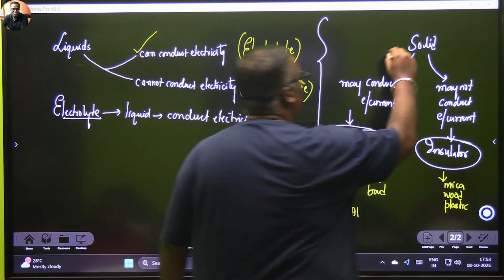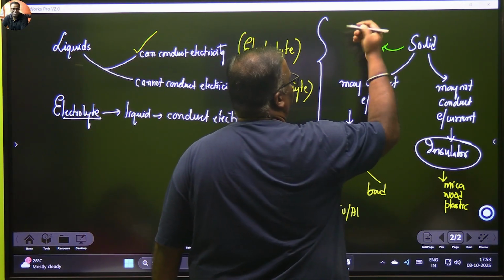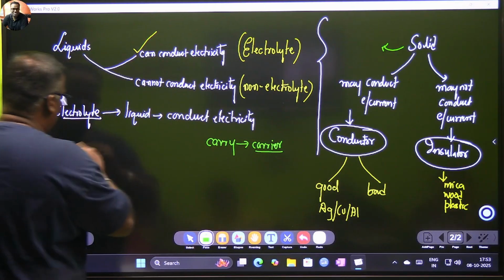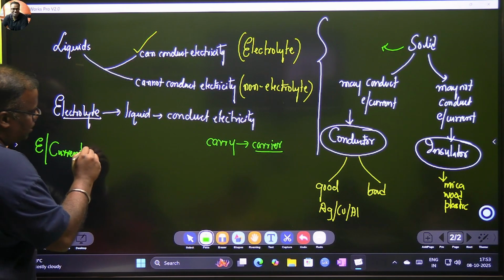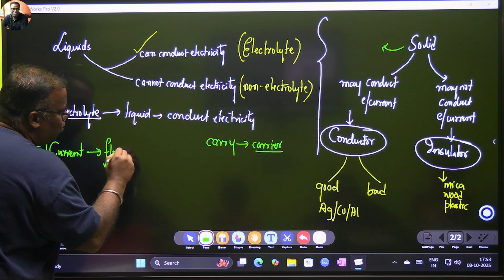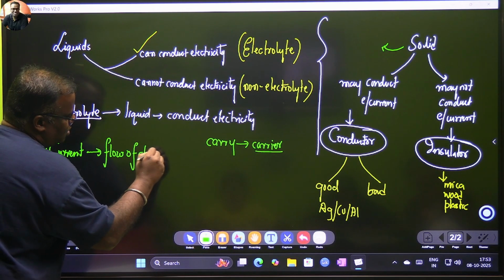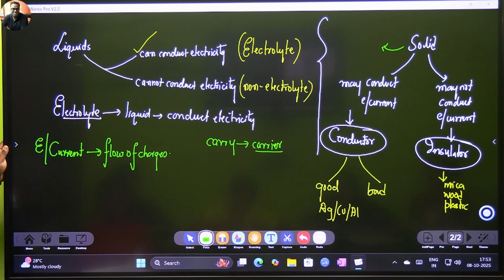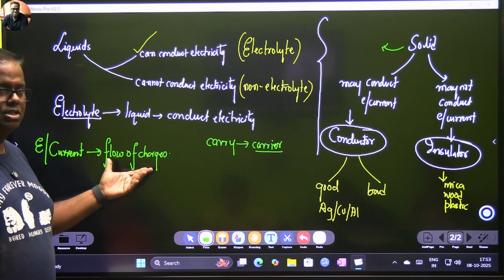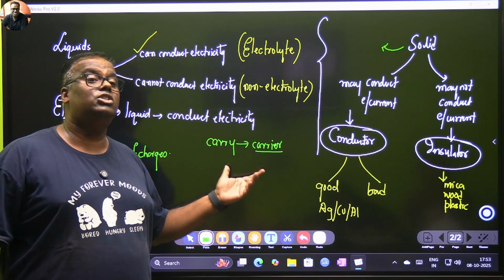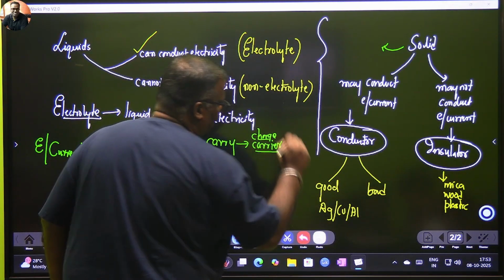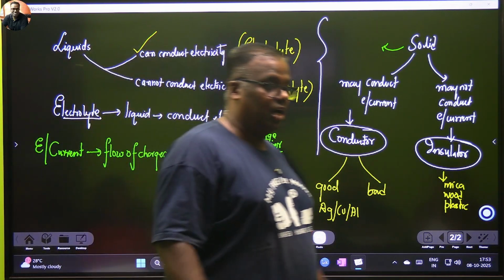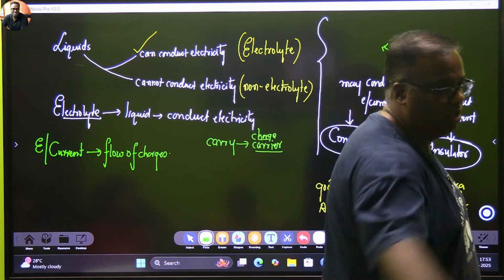If we talk about solids, to understand that, let's go a little bit one step back. So let's talk about electric current. What is electric current? It is the flow of charges. And this flow of charges can happen only when there is a charge carrier. So what we need is something called a charge carrier. Until there is a charge carrier, a substance cannot conduct, whether it is solid or liquid.